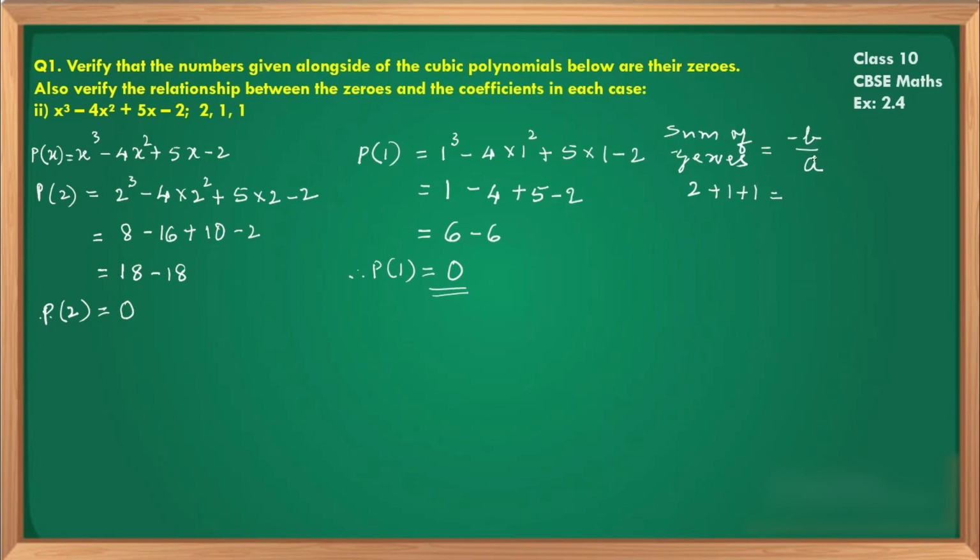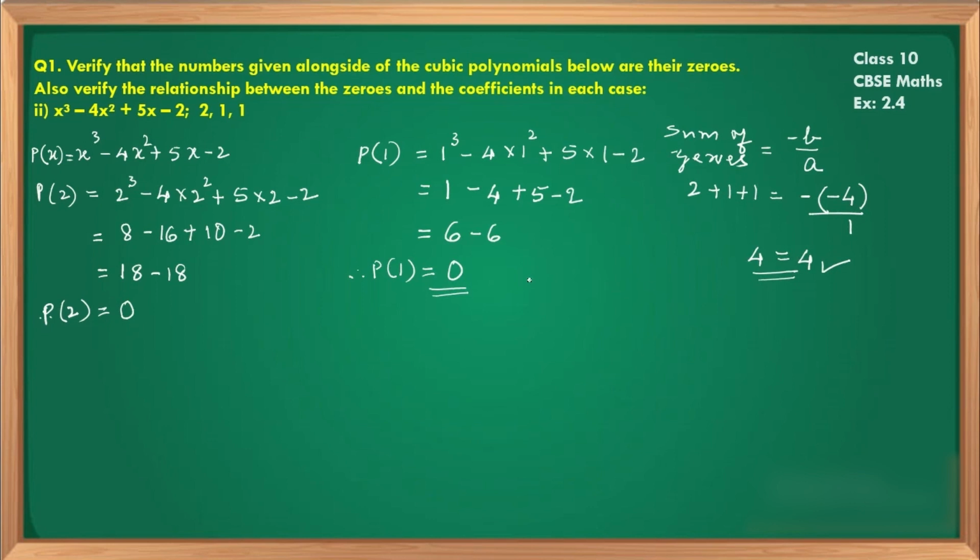This b and a we take from the polynomial itself. B is minus 4. We put first minus and then value of b is minus 4 divided by a. A is the coefficient of x cube, that is 1. Now 2 plus 1 plus 1 is 4, equals minus into minus gives you plus 4. This is one verification which is done.